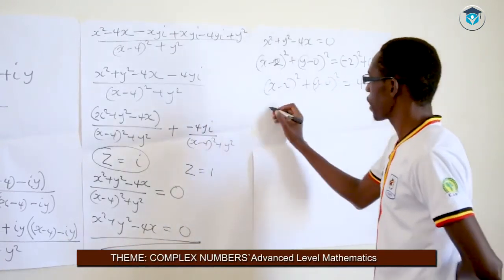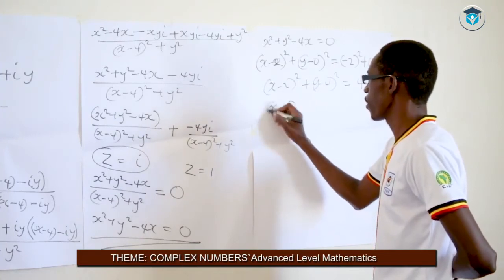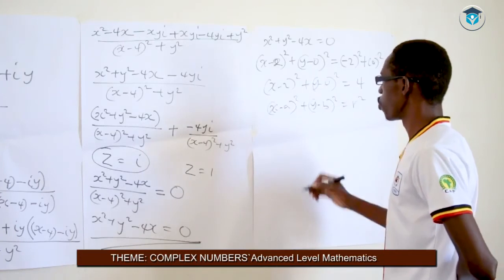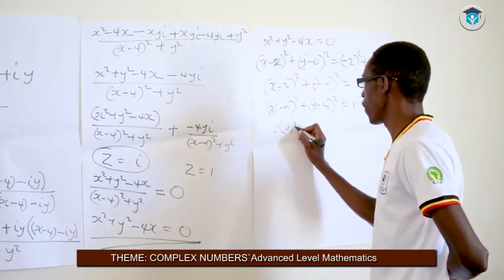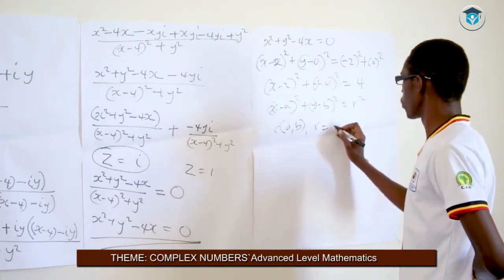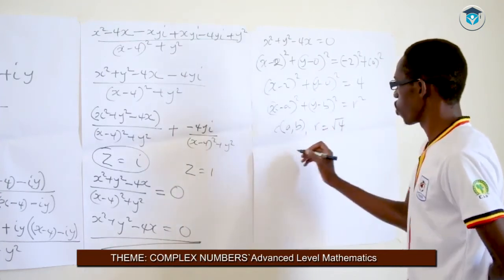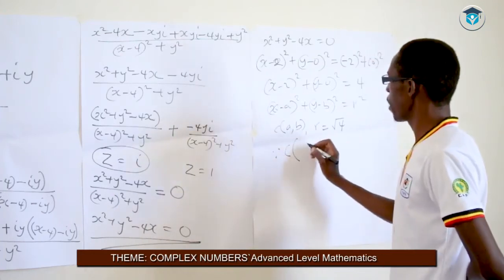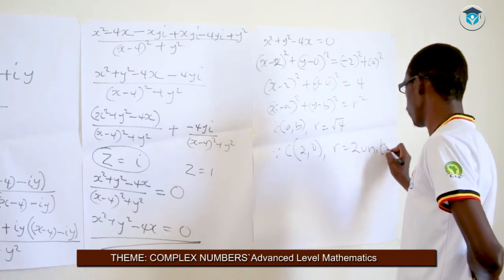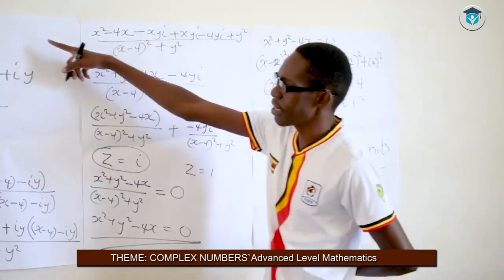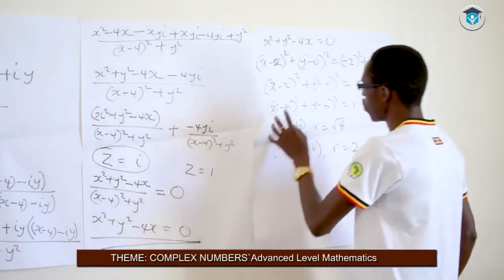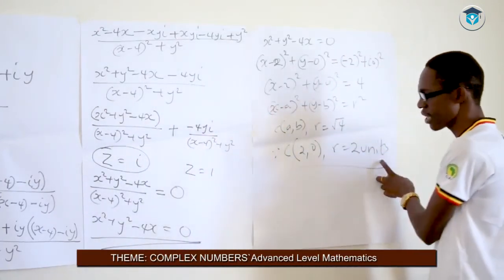Therefore, comparing it with (x − a)² + (y − b)² = r², we realize that our center here would be (a, b), and our radius is equal to the square root of 4. So our center becomes (2, 0), and the radius becomes 2 units. So for this case, once they have said that it is purely imaginary, it has formed a locus which is a circle with its center at (2, 0) and its radius as 2 units.